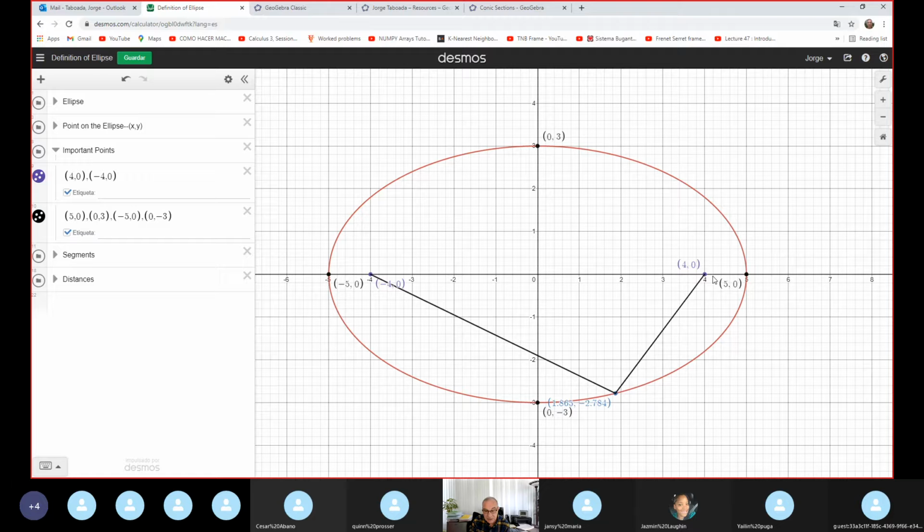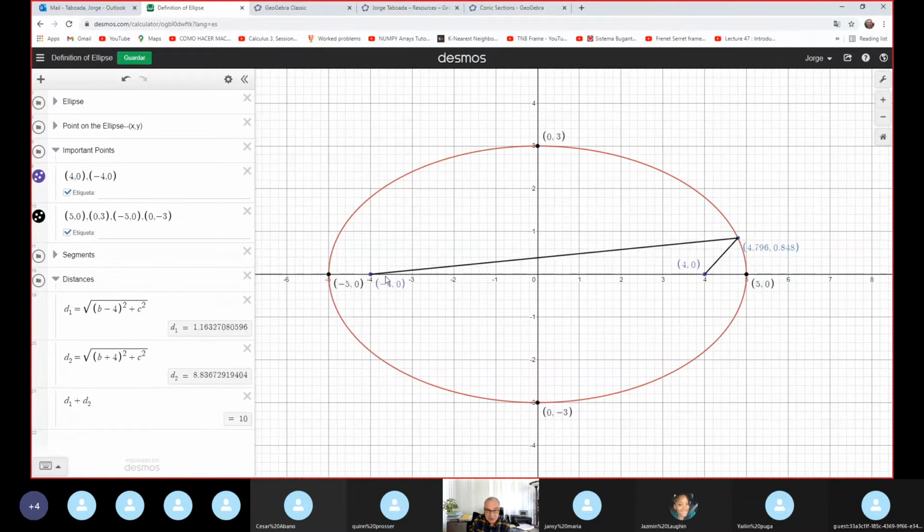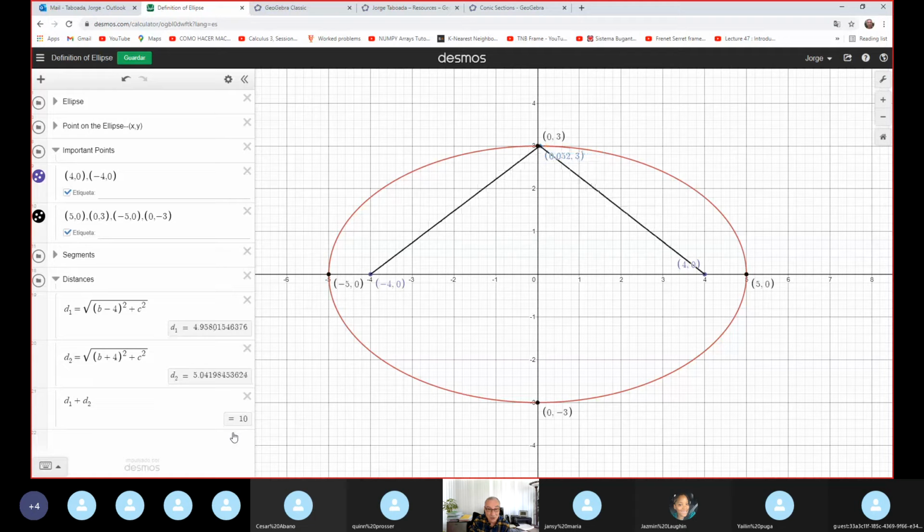Now, the distance from the focus to any point on the ellipse, okay, is this point. You need to change the position. Look at the sum of the distances. I computed distance 1, the distance from this focus to this point, and another distance. You see how each distance changes according to the position. However, the sum of the distances is always 10, which is a constant. This is the definition of the ellipse.